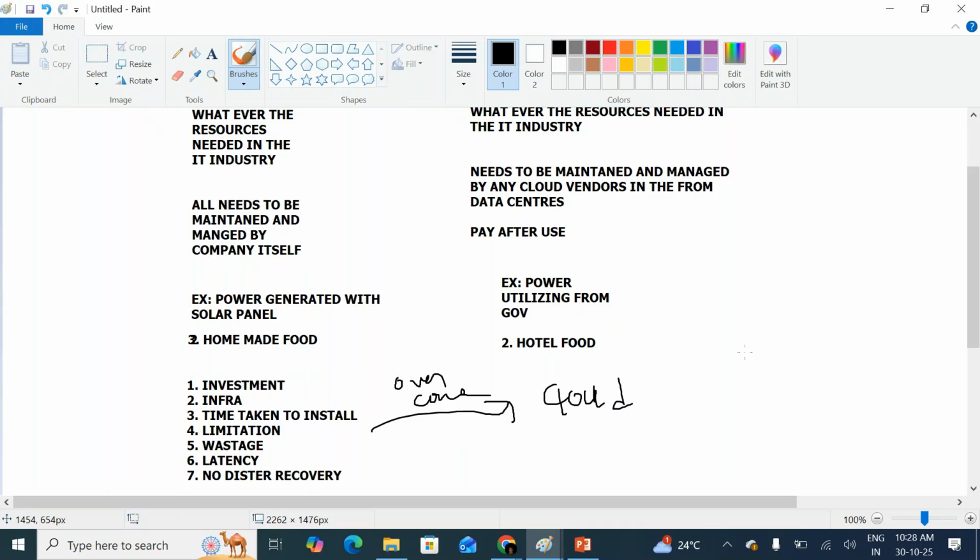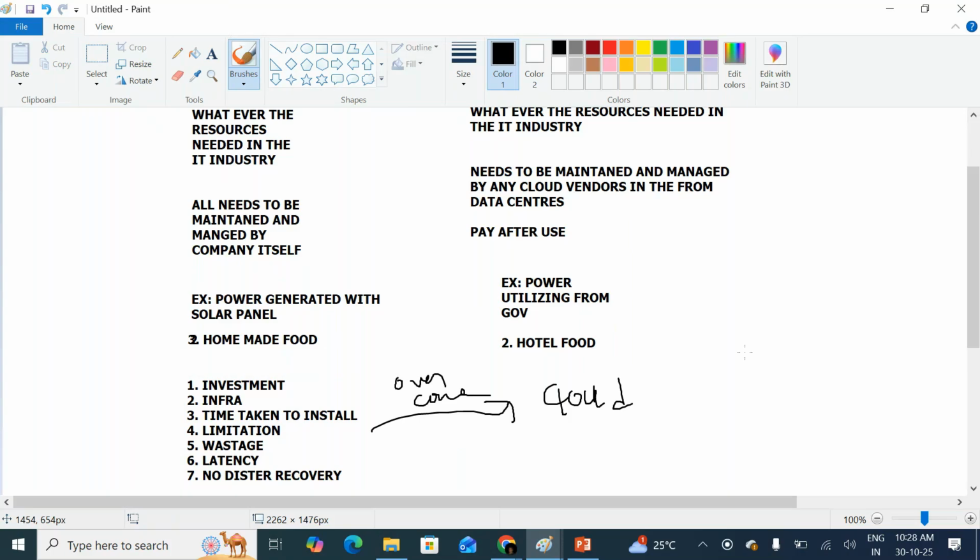Limitation? No limitation. However many units you want, you can utilize, and you pay for that many units only. If you are not utilizing any units, you just pay the basic bill, that's more than enough. That means no wastage, no latency, and no disaster recovery, nothing like that.